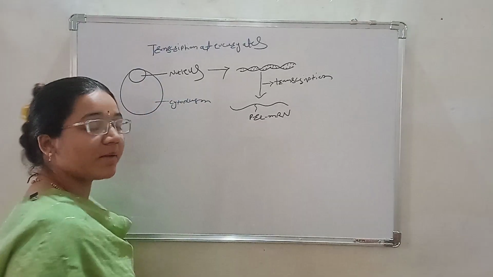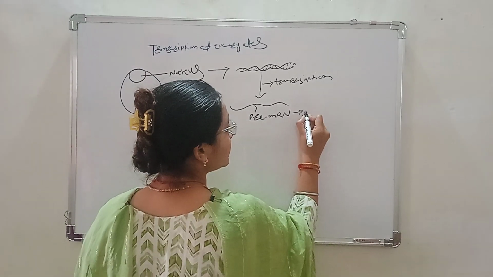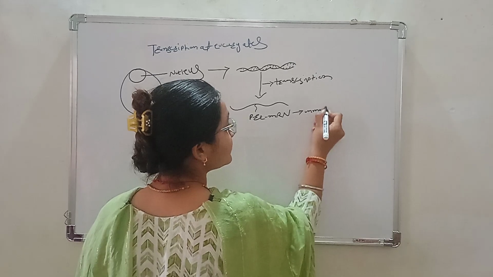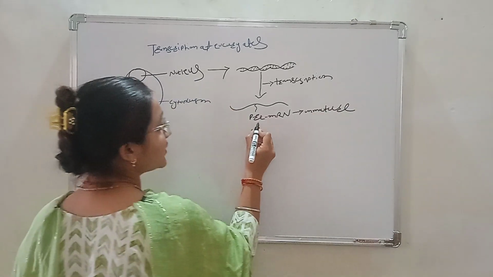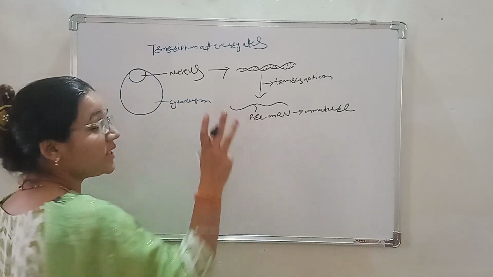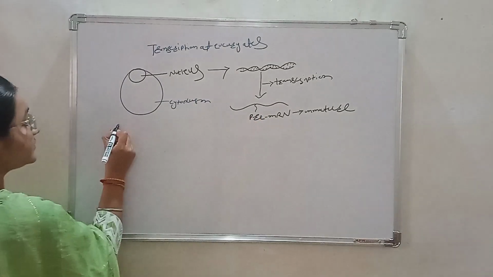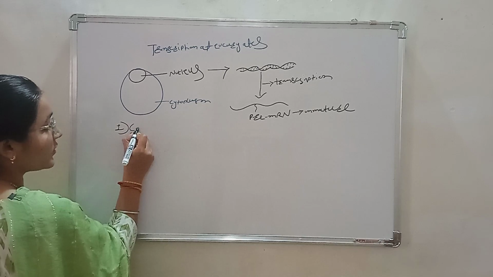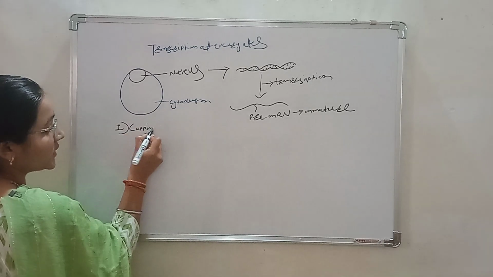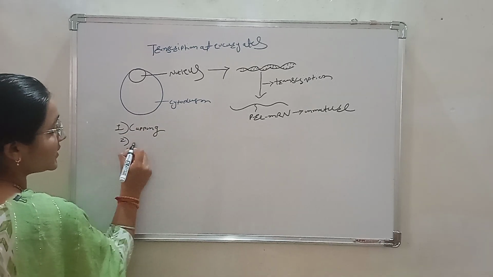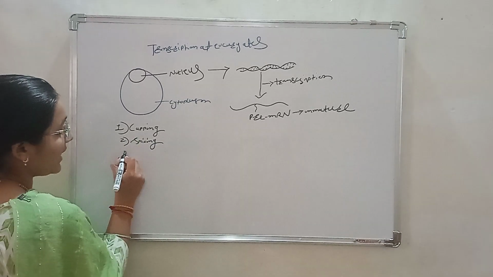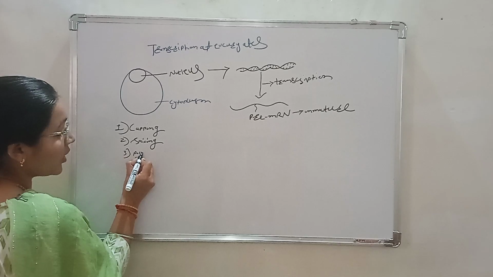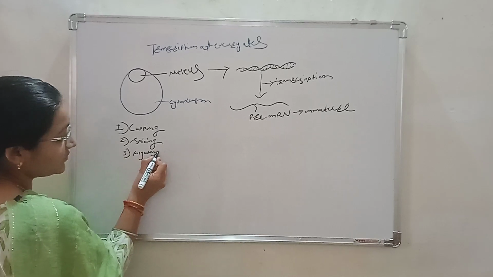Why is this called pre-mRNA? Because it is immature. It is not completely synthesized. So there are three stages for this mRNA. First, capping. Second is splicing, and third is polyadenylation.